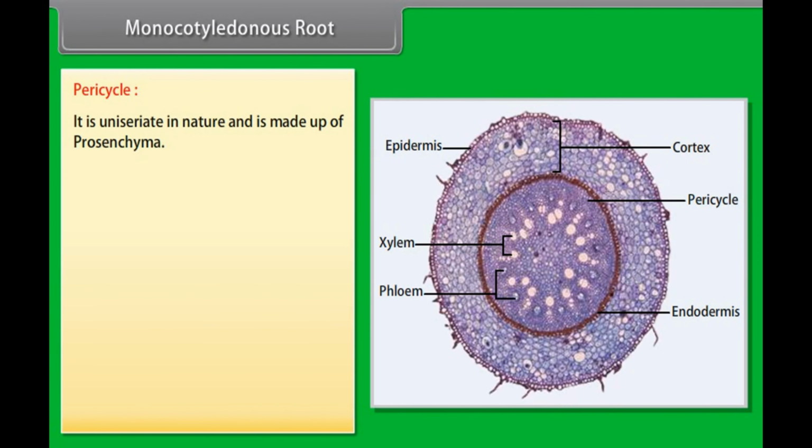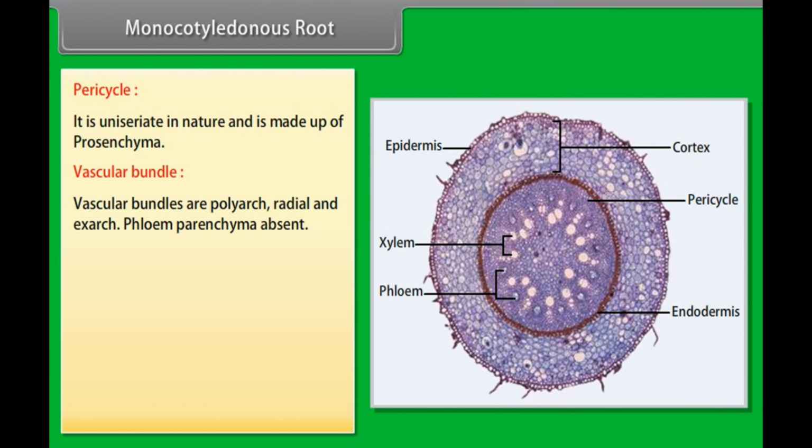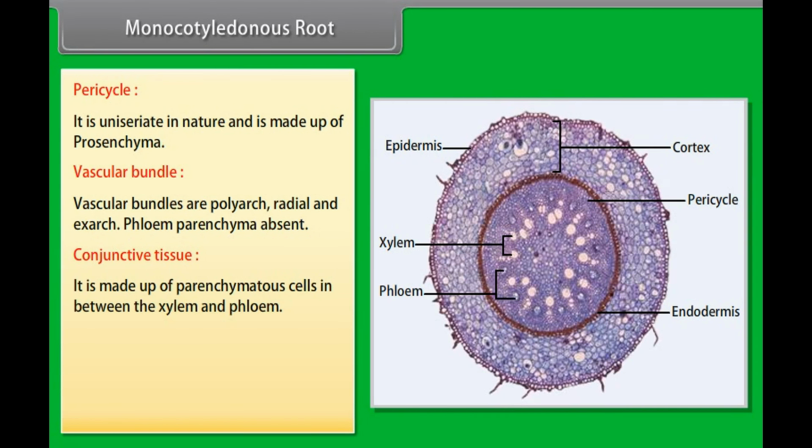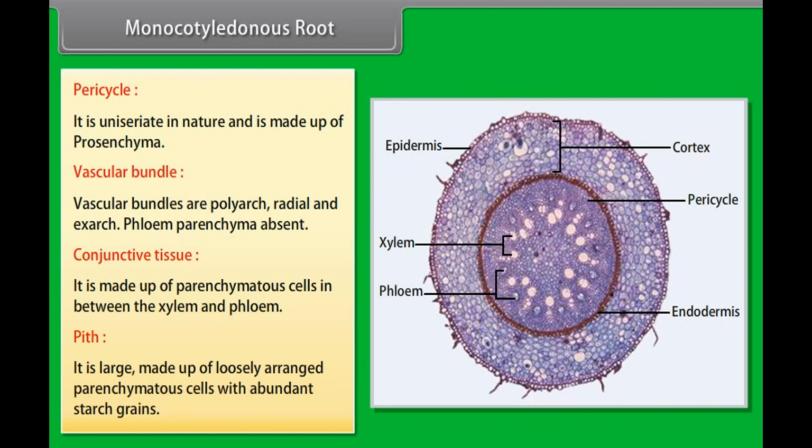Pericycle. It is uniseriate in nature and is made up of prosenchyma. Vascular bundle. Vascular bundles are polyarch, radial and exarch. Phloem, parenchyma absent. Conjunctive tissue. It is made up of parenchymatous cells in between the xylem and phloem. Pith. It is large, made up of loosely arranged parenchymatous cells with abundant starch grains.